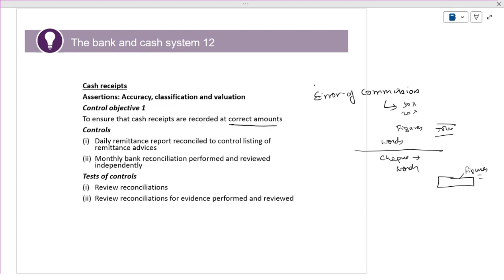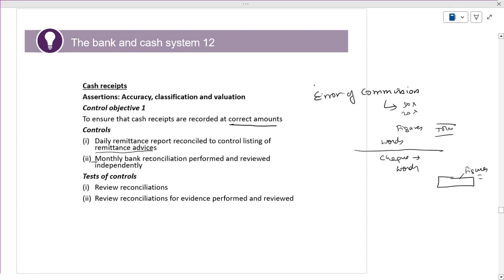Daily remittances reconciled to control listing for remittance advices. We are doing it daily, how much you are depositing. Remittance reports reconciled. You will have a daily report and you have the deposit report. Daily how much you have received and daily how much you have deposited.